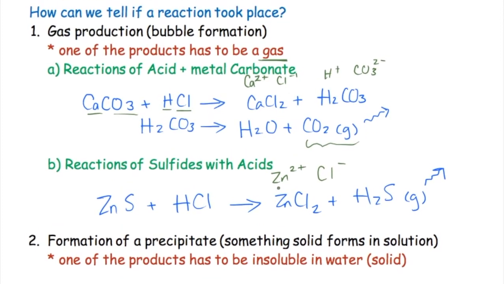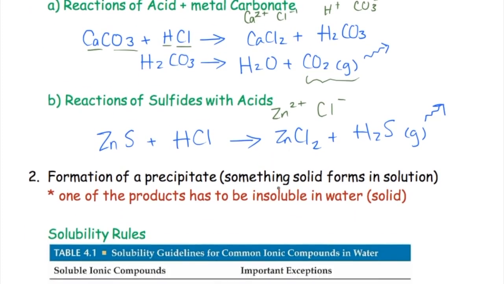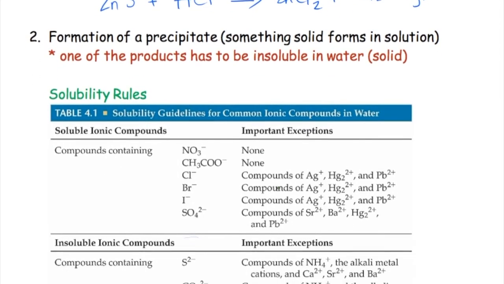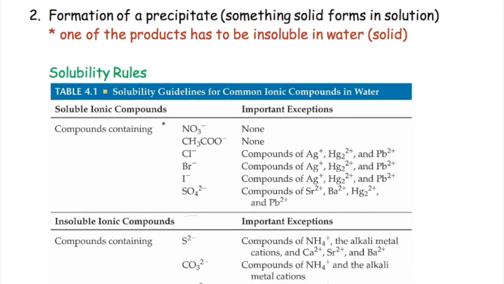So, the first sign that a reaction took place is the production of gas. The second sign that a reaction took place is the formation of a precipitate, or something solid that falls down in a beaker. So you mix two solutions that look like water, and all of a sudden something forms. It makes the solution kind of blurry, and something solid will just precipitate or fall down at the bottom of the beaker.